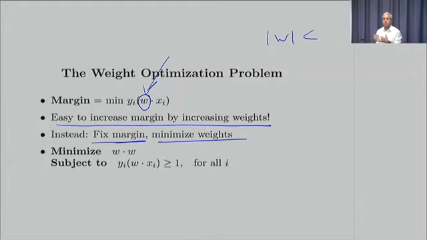But as it turns out, it's much more convenient to turn this around and solve an equivalent problem. I'm going to arbitrarily say that the margin has to be at least 1, and then I'm going to minimize the norm of the weight vector, which is the dot product of the weight vector with itself. You see how this accomplishes the same thing? If the margin is fixed and I keep shrinking the weights, in effect I'm increasing the margin. Everybody got this?